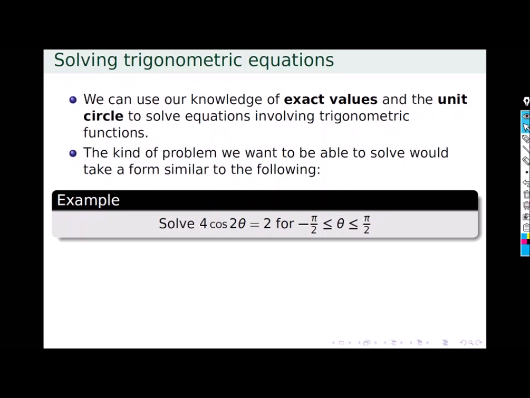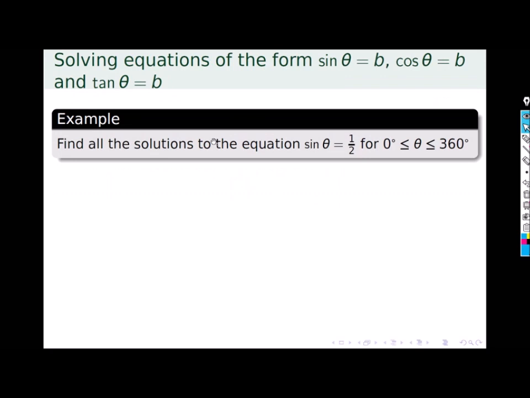The way to solve these is we need to use our knowledge of exact values. So those exact value special triangles are going to come in handy. And also how the unit circle works, so what sine and cos mean in terms of the unit circle. We're going to work our way up to solving problems that are as complicated as this, but we're going to start with some pretty simple ones, just something like sine of theta is equal to b, cos of theta is equal to b, tan theta is equal to b. So relatively simple.